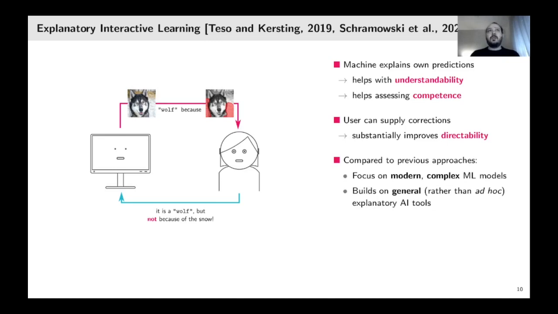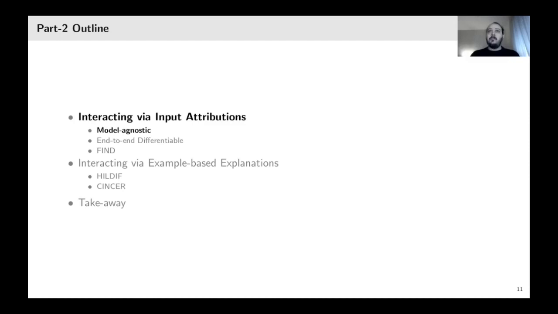Compared to previous approaches, like explanatory debugging, explanatory interactive learning is more widely applicable in that it targets modern machine learning models, including deep neural networks, and it does so by leveraging tools from explainable AI. The question is, how does one integrate corrective feedback into the model in a way that is applicable to a wide variety of models? Let us first look at model-agnostic techniques, and specifically at CAIPI.